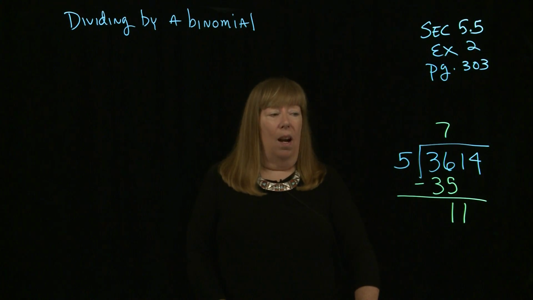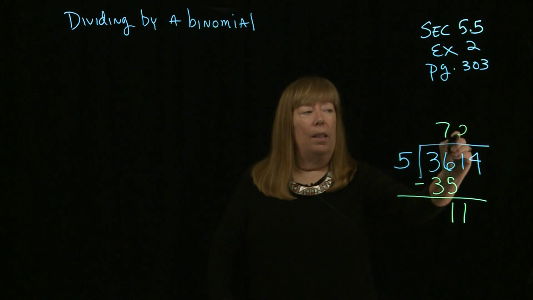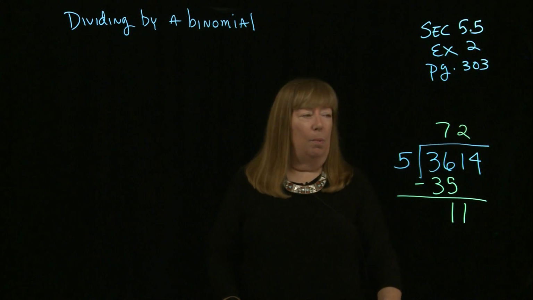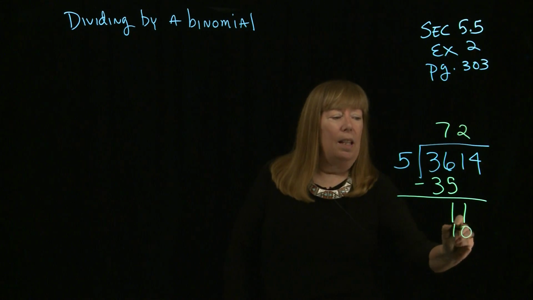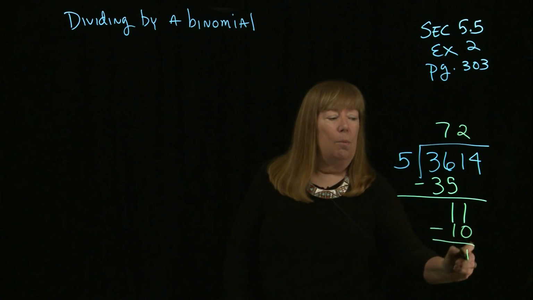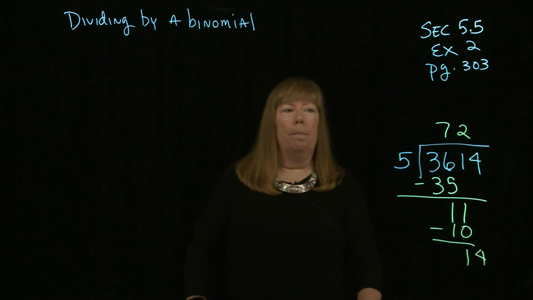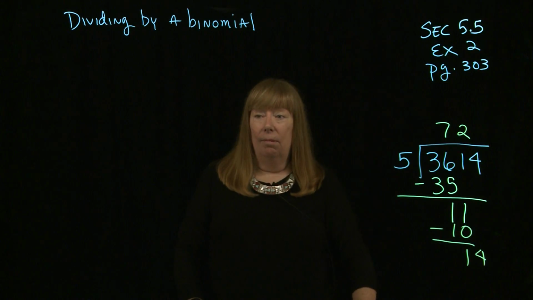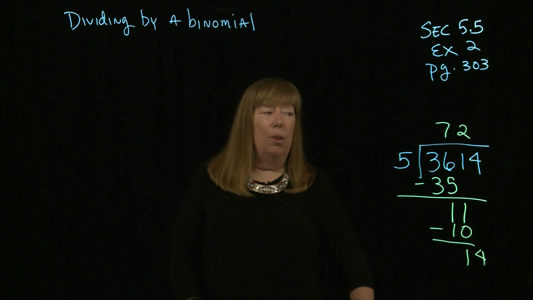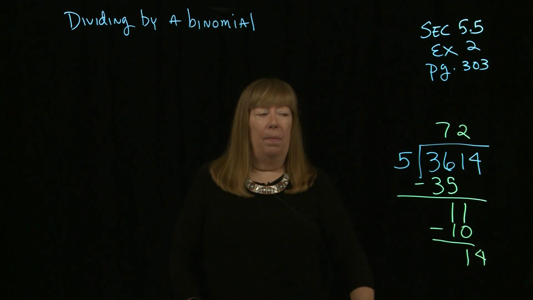Step 1, divide. 5 goes into 11 twice. Step 2, multiply. 2 times 5 is 10. Step 3, subtract. That's 1. Step 4, bring down. Okay. Are we done? No, 5's still smaller than 14, so we'll have to do this again.